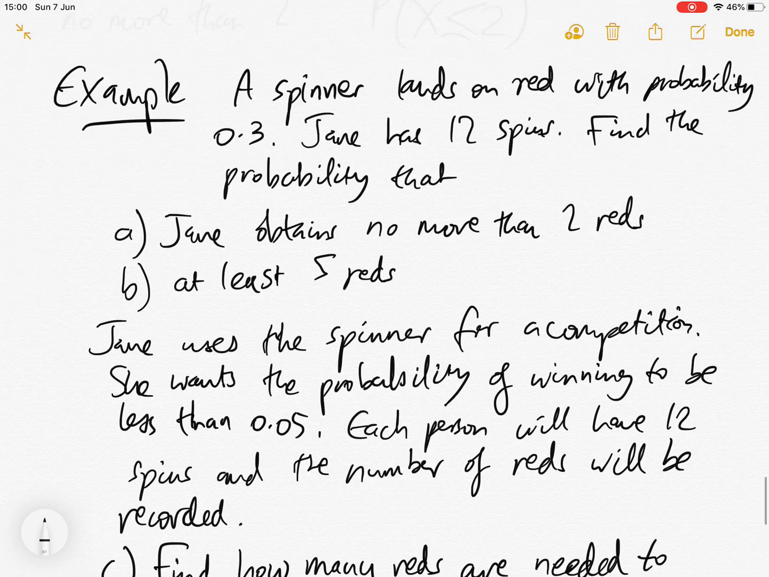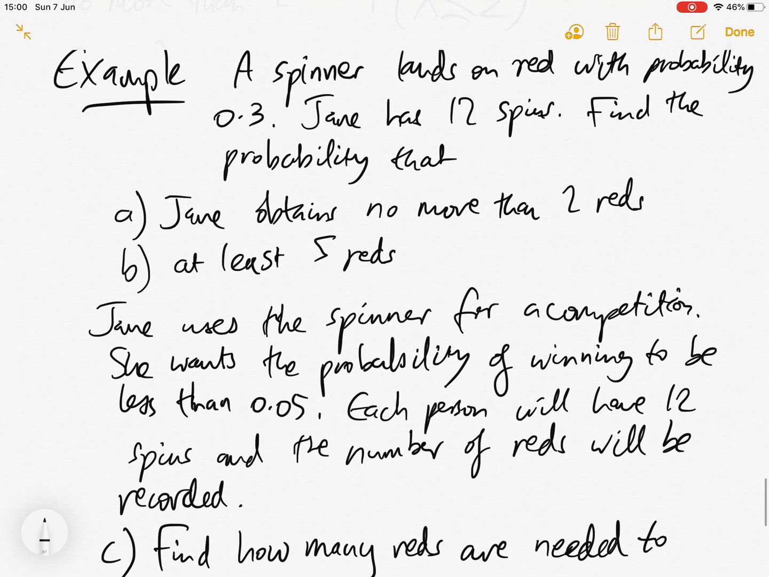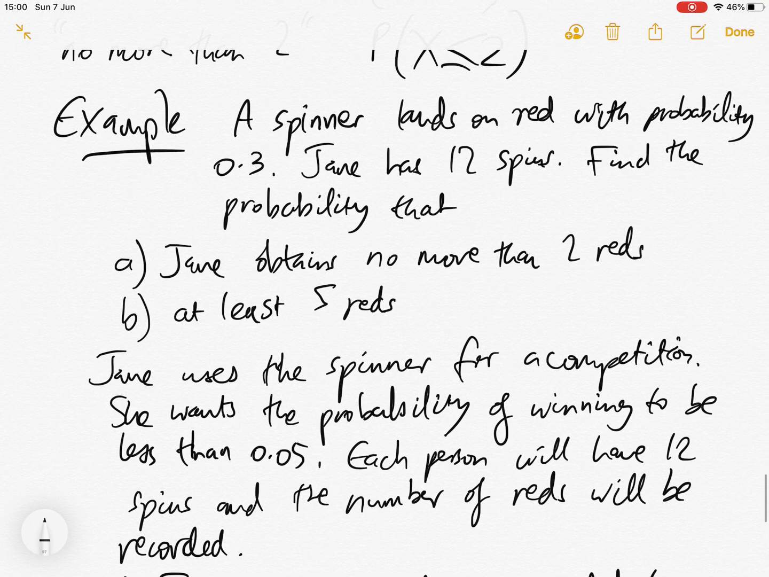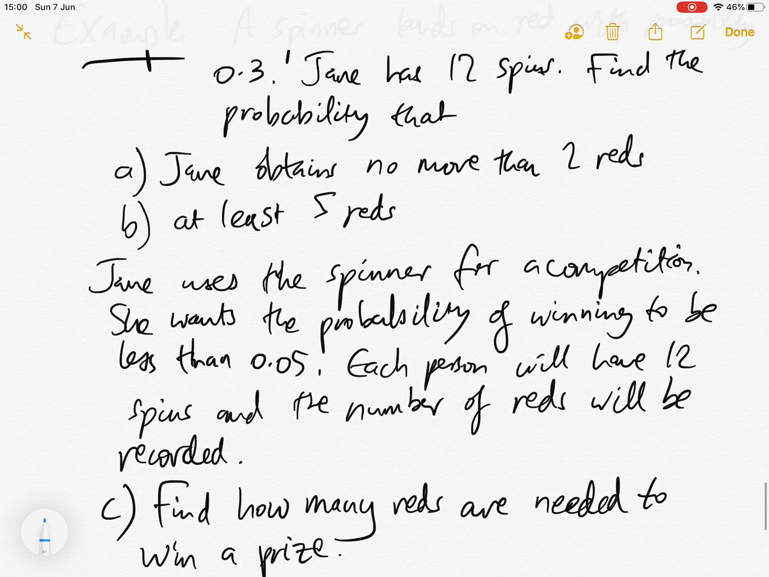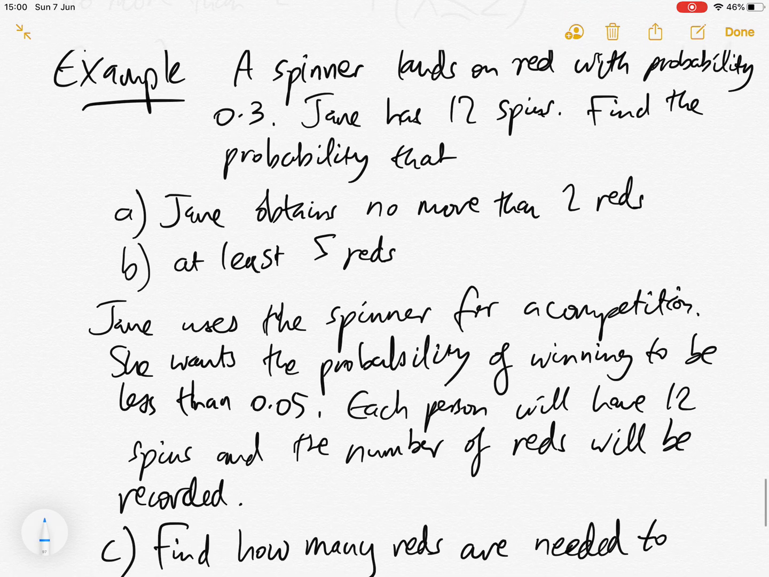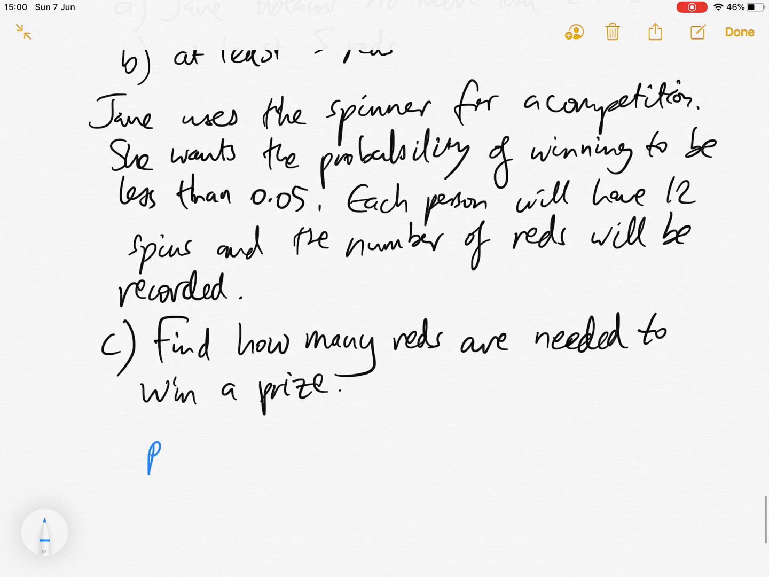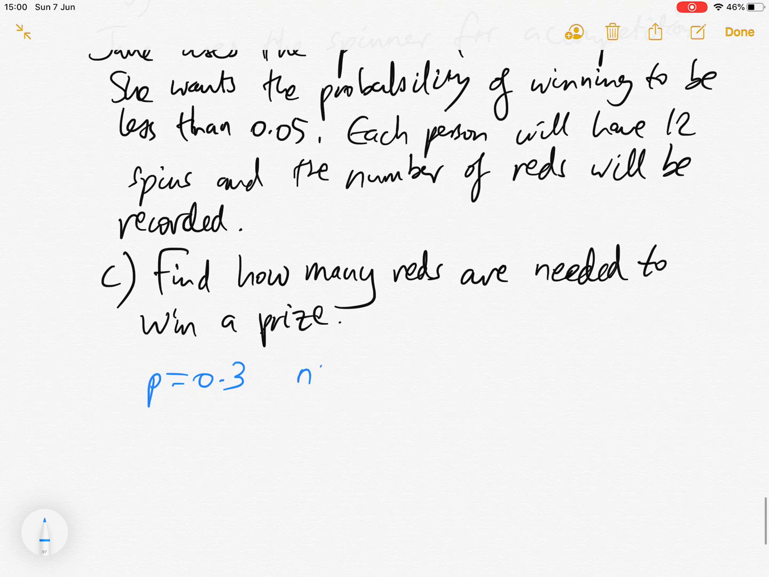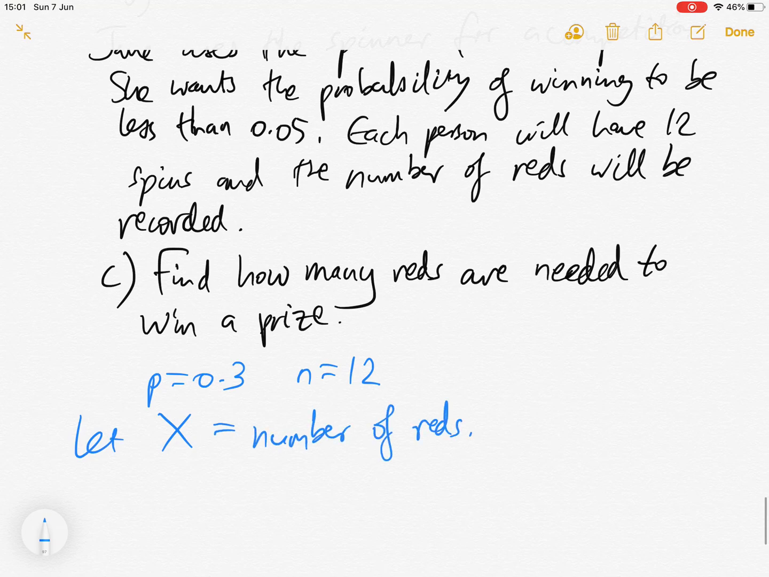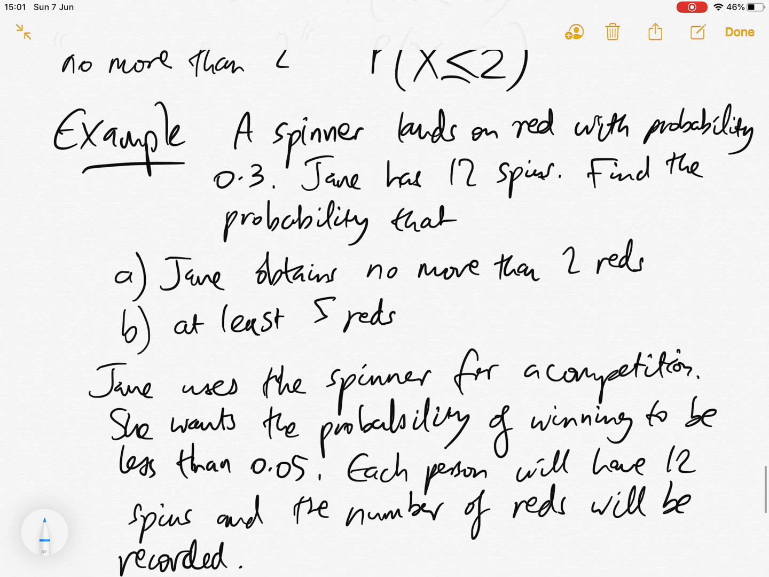Okay, so this part C looks quite difficult, and it's a slightly different type of question. But A and B should hopefully be fairly straightforward. So let's first think. We have the spinner. P is clearly 0.3, and N is 12. There are 12 trials. So if we let X be the number of reds, then X follows a binomial distribution with N is 12 and P is 0.3.